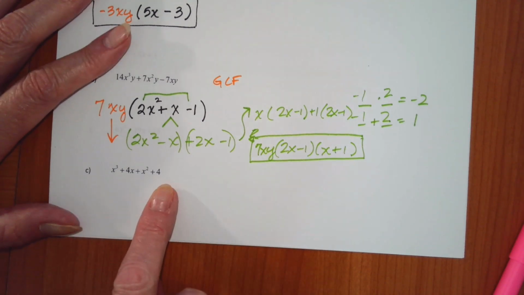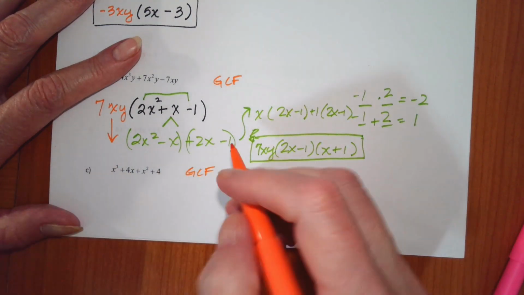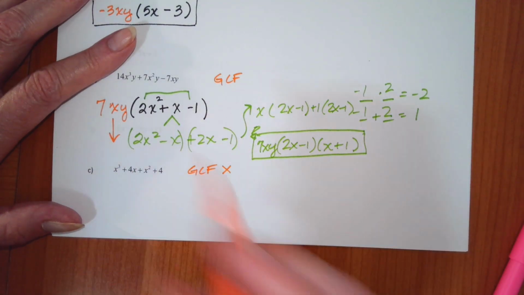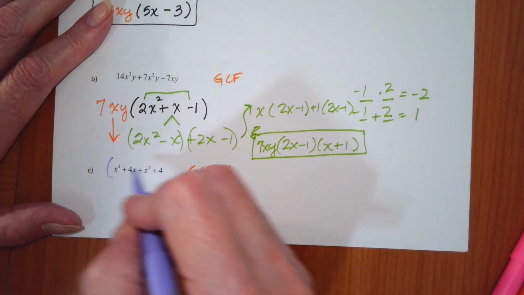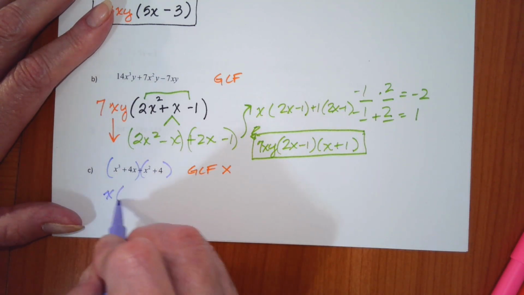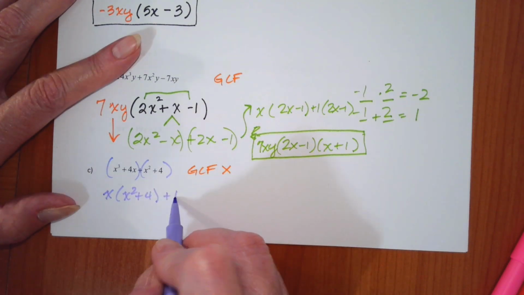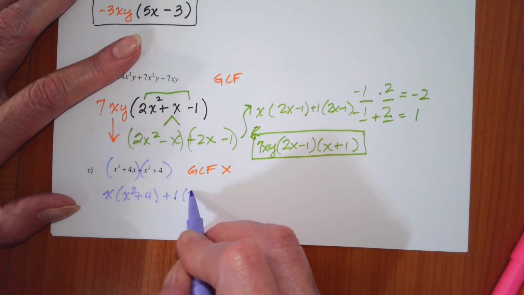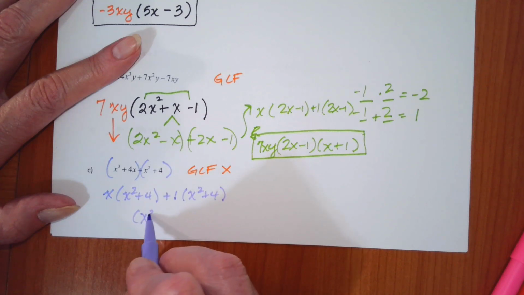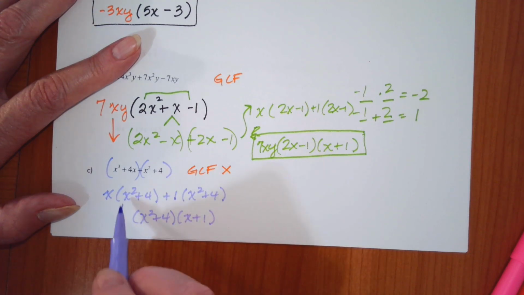Okay, this is 4 terms, so I'm going to look for a GCF. There isn't one, so now I can factor by grouping. So I'll just go ahead and group and see what happens. So the greatest common factor here is x, and I'm left with x squared plus 4. Then I have a plus 1 times x squared plus 4. So I have a common binomial factor of x squared plus 4, and I'm left with x plus 1, and that's my final answer.